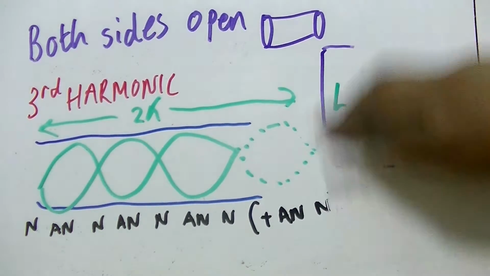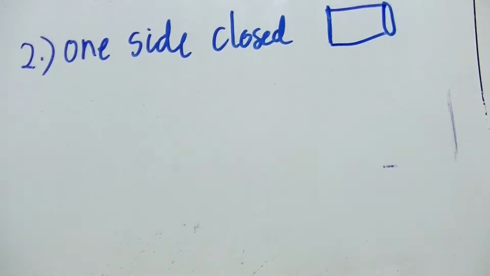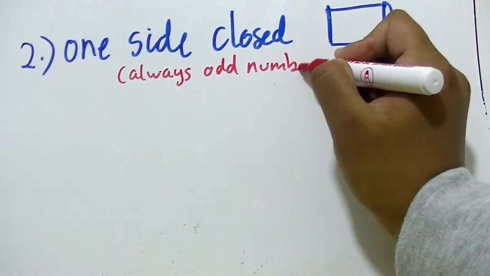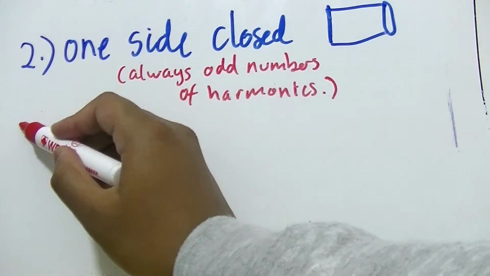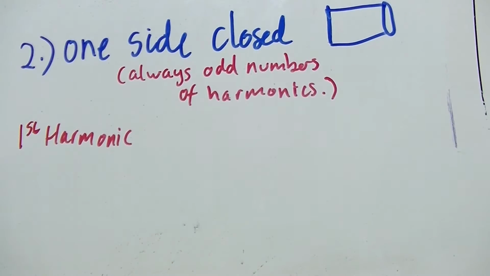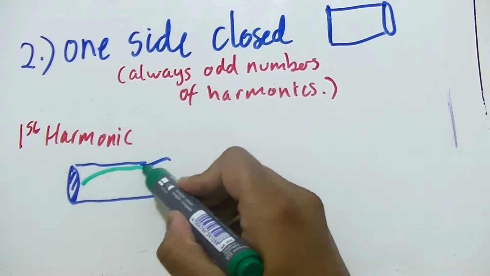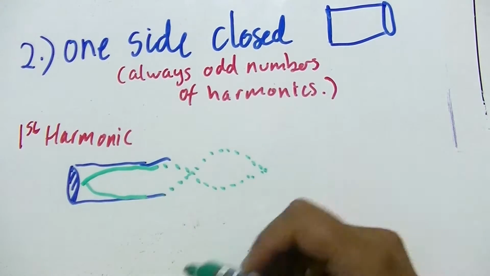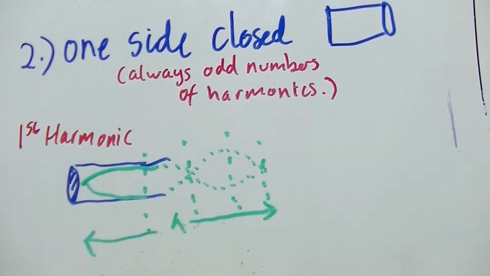Okay, our next scenario will be when one side is closed in a pipe. In this scenario, we can only have odd numbers of harmonics. So therefore, the second and the fourth, etc., won't be produced. So if we have the first harmonic, here the length turns out to be a quarter of a wavelength, and the frequency turns out to be 1c over 4l.